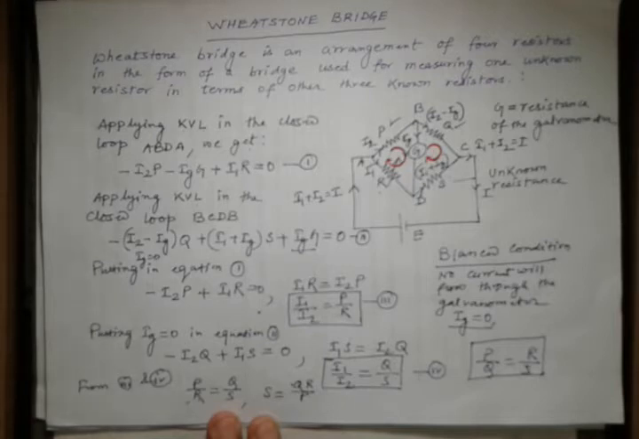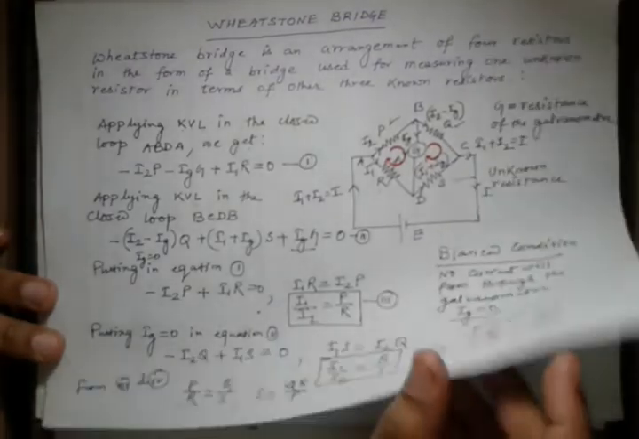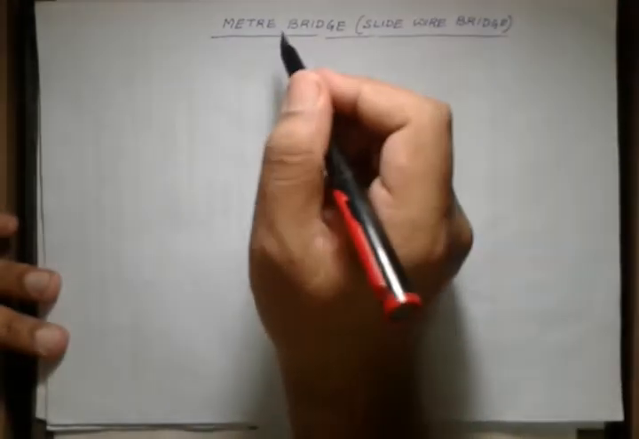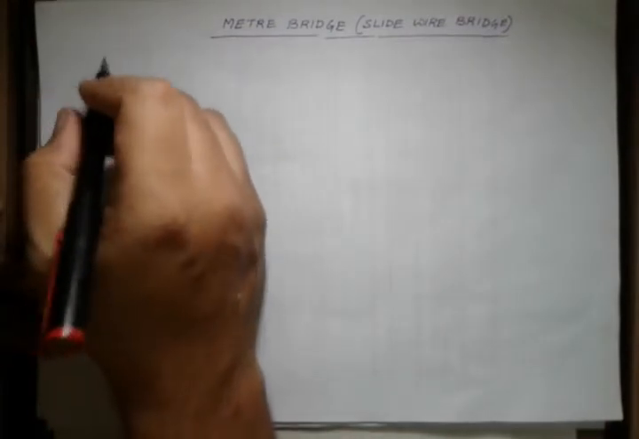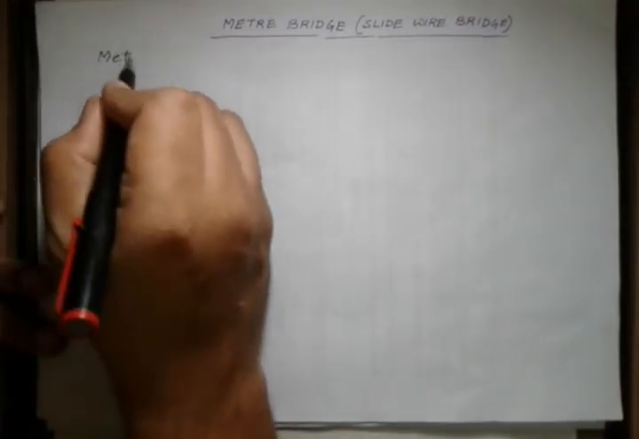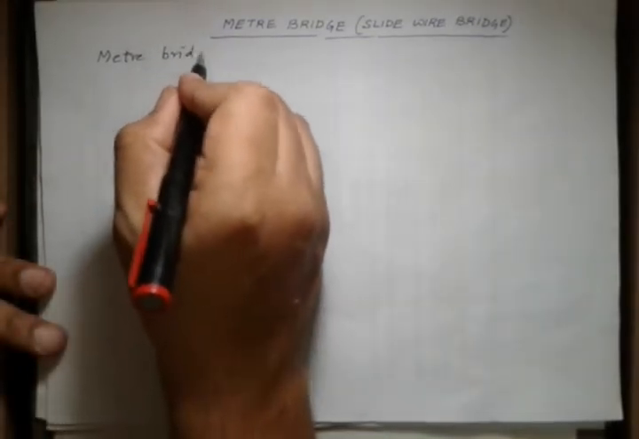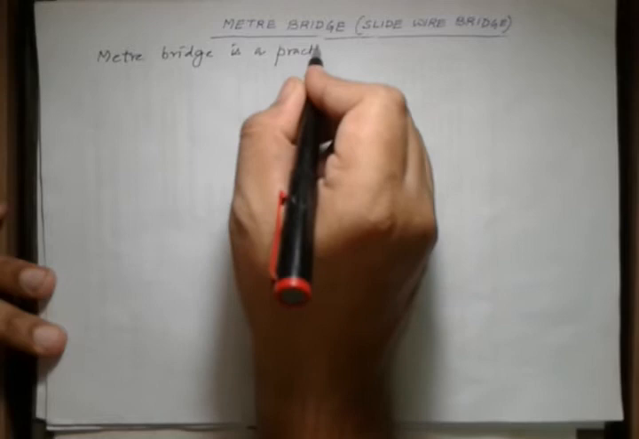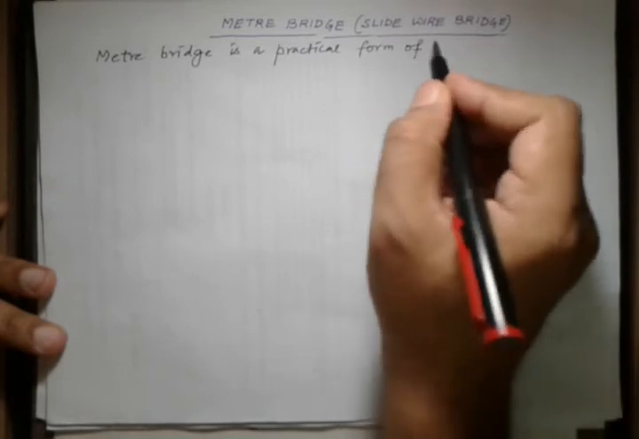Now we'll learn about some practical applications of the Wheatstone bridge. Here you can see this is the Metre bridge. So what is a Metre bridge? The Metre bridge is a practical form of the Wheatstone bridge. You can write it out: Metre bridge is a practical form of Wheatstone bridge.